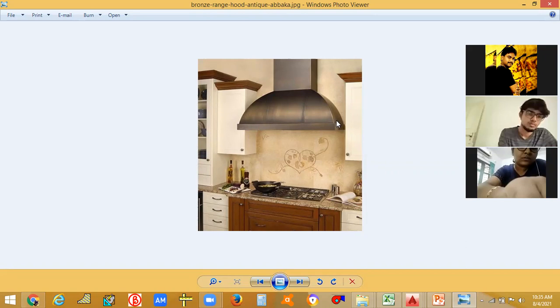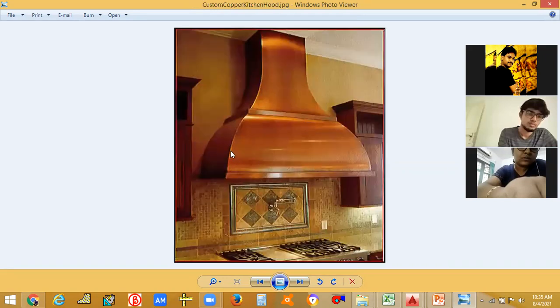See, one side is being fixed on the wall. These fumes will be passing through this, and through the duct it will be taken out. Okay, so this is a wall mounted type. So you can see different styles. See, this is also wall mounted. So this is the stove, this is the wall mounted, through which fumes will be taken through the duct.